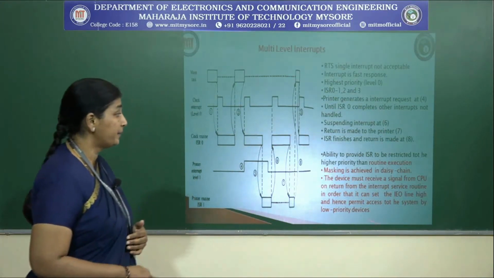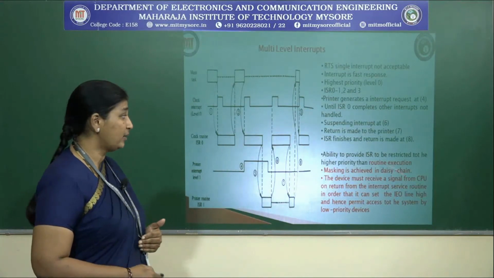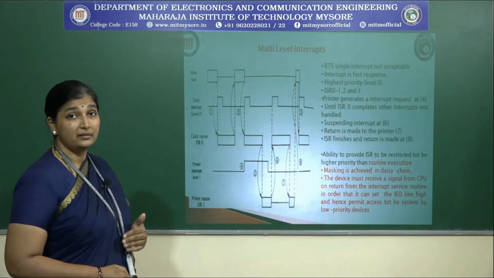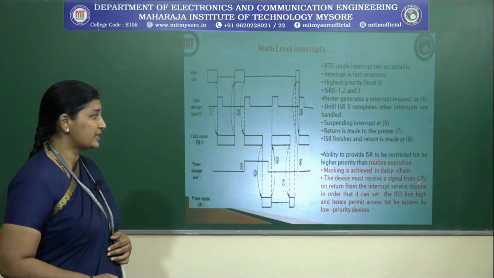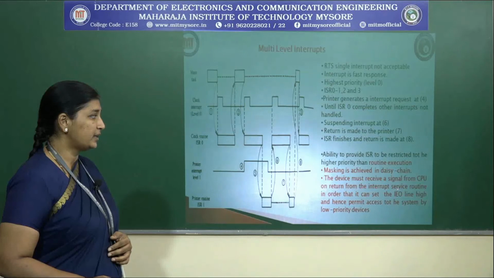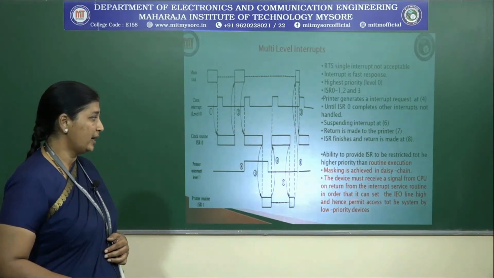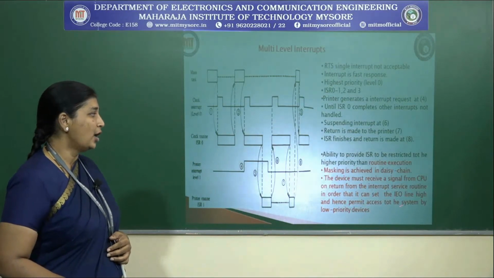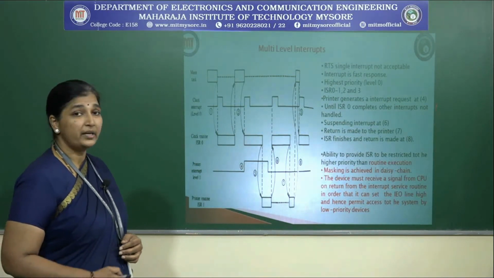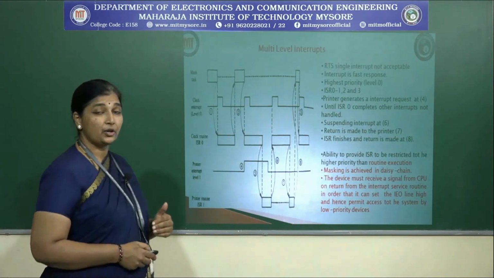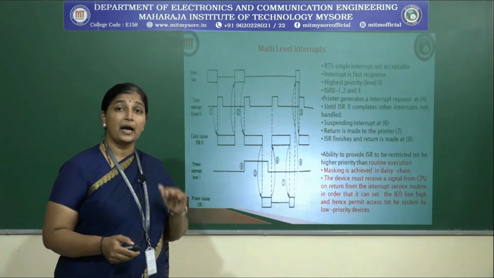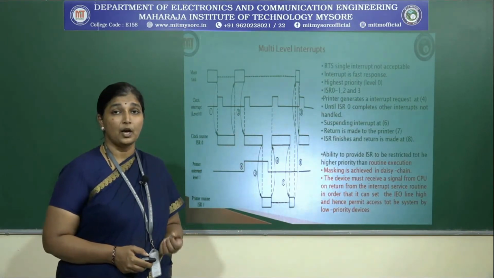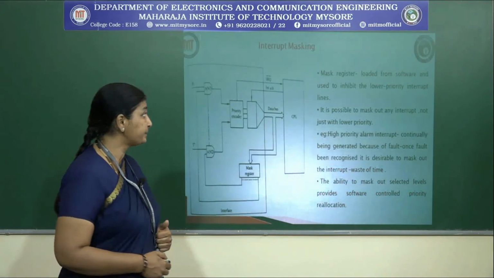But in the case of the priority encoding technique, masking is not achieved here. A device must receive a signal from the CPU on return from the interrupt service routine in order that it can set the IEO line high and hence permit access to the system by low priority devices. So it has to mask all the low priority devices and enable the high priority devices. Masking is one such technique.